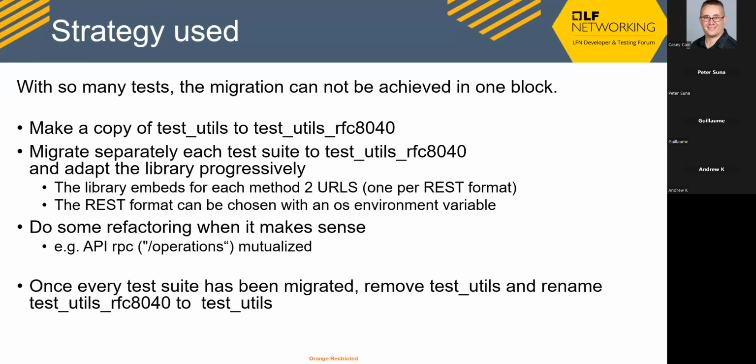For example, we have a couple of specific TransportPCE RPCs in our API, and they are all under the /operations URL. I decided to neutralize them because they have almost all the same format, and it's pretty easy to make one big function to deal with them. And once the migration has been performed for every test suite, we can simply remove the old testutil library and rename the new library to testutils so that we do not burden the code.